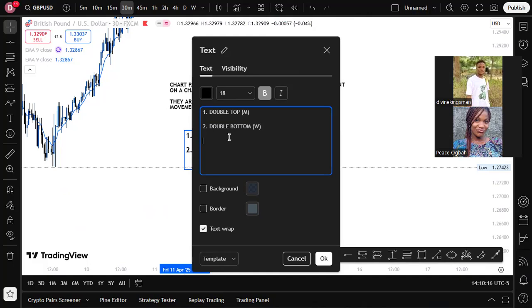And then we have the third one. Let's talk about the head and shoulder. And then the fourth one being the inverse or inverted head and shoulder. You can call it either inverted head and shoulder or inverse head and shoulder. So let's just use inverse head and shoulder.